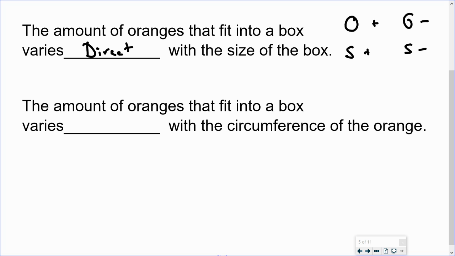And now this one, the amount of oranges to fit in the box and their circumference. So let's say this is the size of the orange, and this is how much you can put in a box. So if the size gets bigger, the amount that you can put in the box is less. As the size gets down, you can put more in the box. So these two are going opposite, so this is inverse variation.